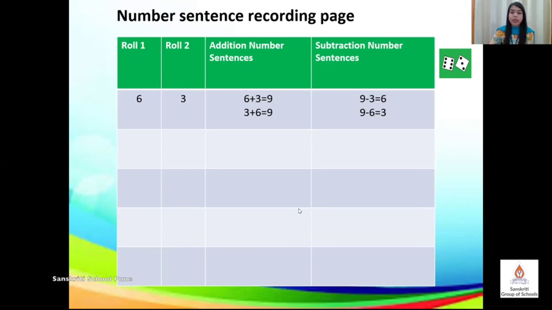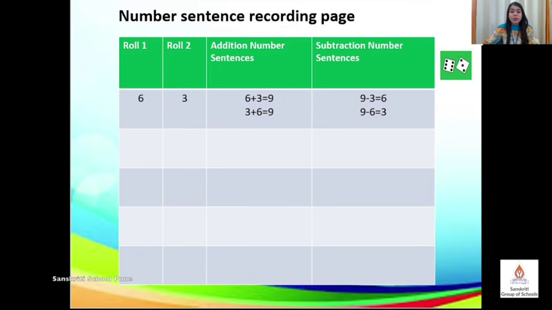When we are done with addition, we are going to come to subtraction. So for that, whatever answer you get for addition, like we got 9 here, so we are going to write 9 minus 6 and 9 minus 3. So that only we have done here. So similarly, you are going to repeat it 4 more times. We have done one example for you all, which you can refer to when you are doing the activity. So take your time and enjoy doing the activity.